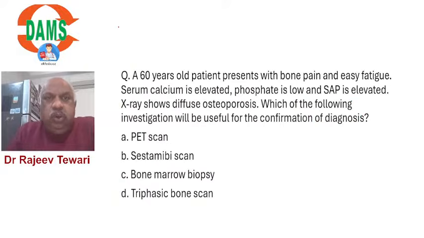A 60-year-old patient presents with bone pain and easy fatigue, serum calcium elevated, phosphate low, and SAP elevated. X-ray shows diffuse osteoporosis. Well, this is classical hyperparathyroidism, and for that the best scan is the sestamibi scan. Sestamibi is of course the scan for parathyroid. So the answer is B.